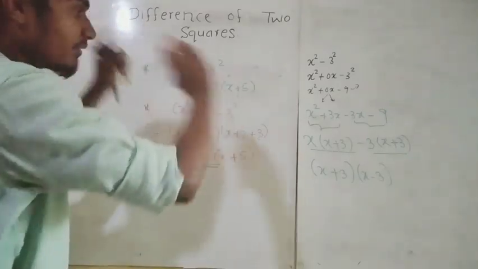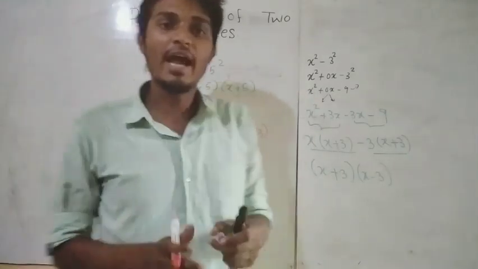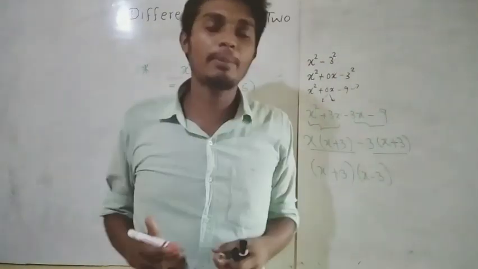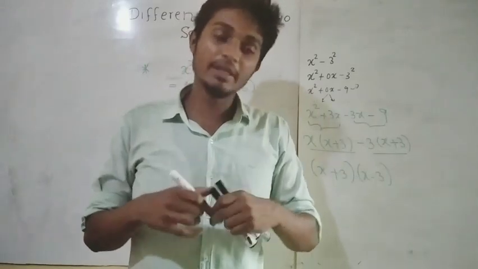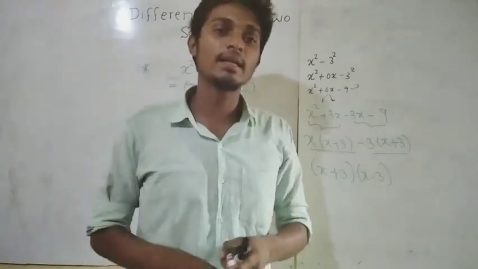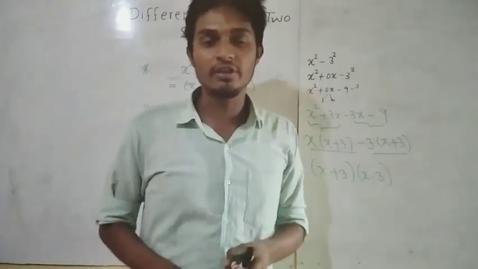So whatever the way you have, doesn't really matter. You just have to get the sum and you have to get the difference. You just multiply the two terms, two binomial terms, and then you will get the factorization of the difference of squares.